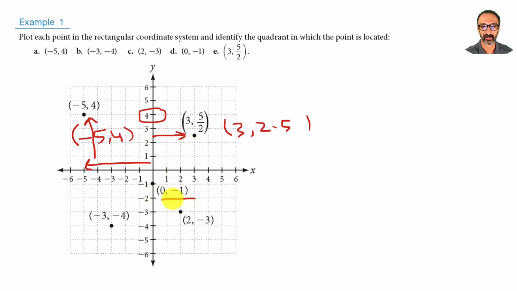(0, -1) means 0 for x and -1 for y. So you're not going right, you're not going left, you're going down 1 unit, as you could see right here. (2, -3) is going right 2 units and going down 3 units. Notice that this point has both negative x and y values, because you're going left 3 units and down 4 units, so you should be in quadrant number 3. Quadrant number 3 talks about both negatives.